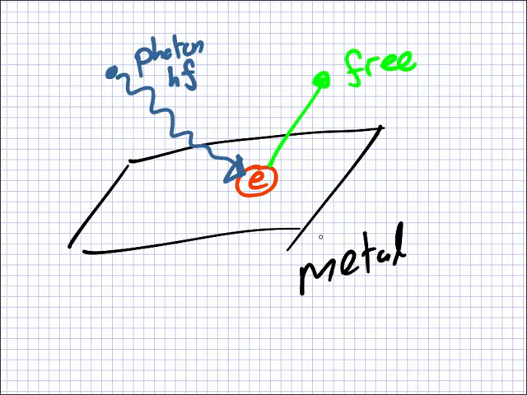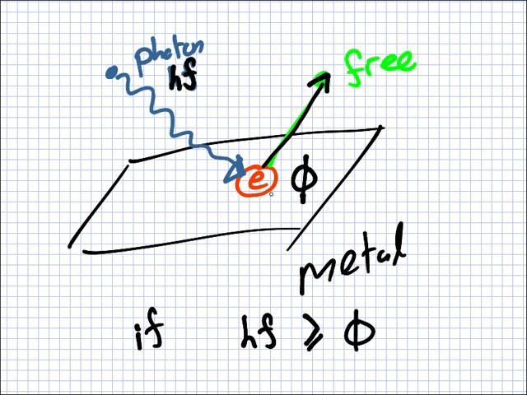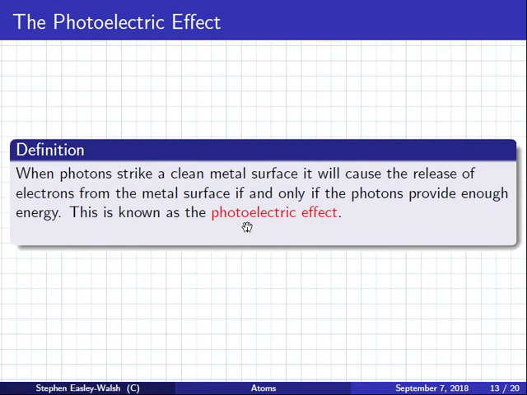So if this has a work function of phi, and this has an energy of hf, this can only be freed if the hf is big enough. So if this was -2 joules, then how much does this need to be? It needs to be at least 2 joules. If you free the electron, it's called the photoelectric effect.